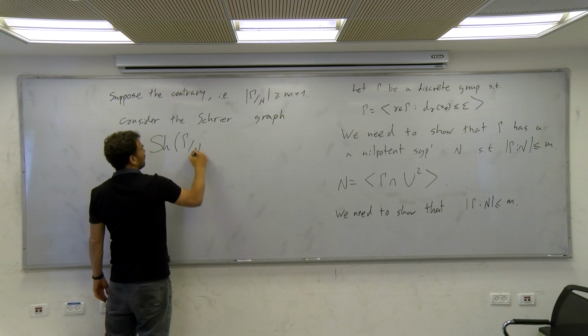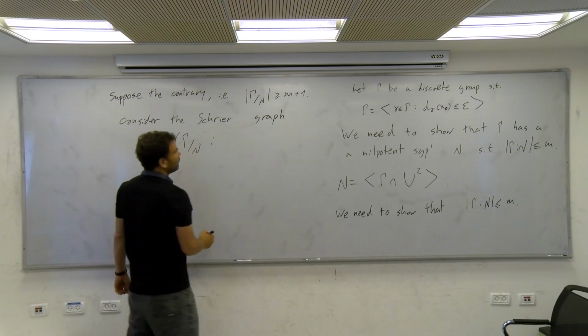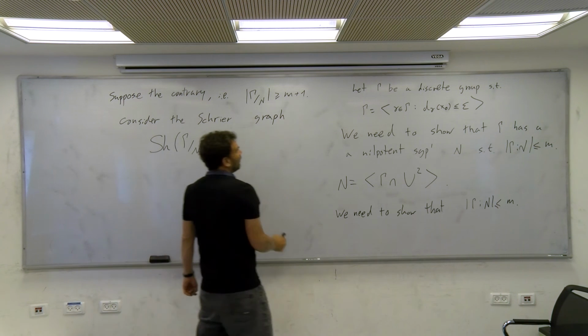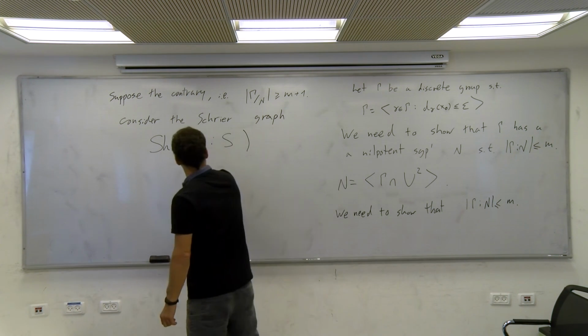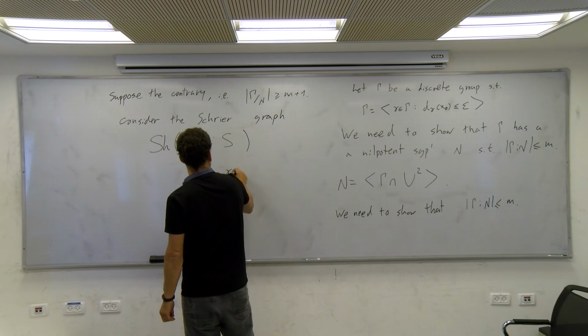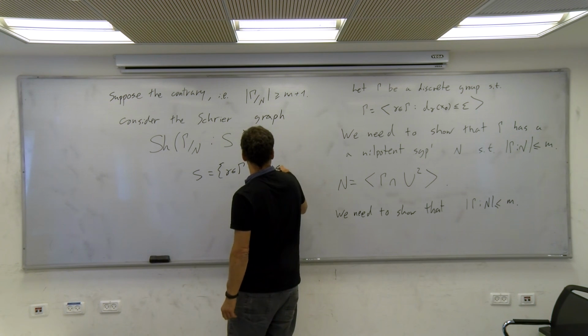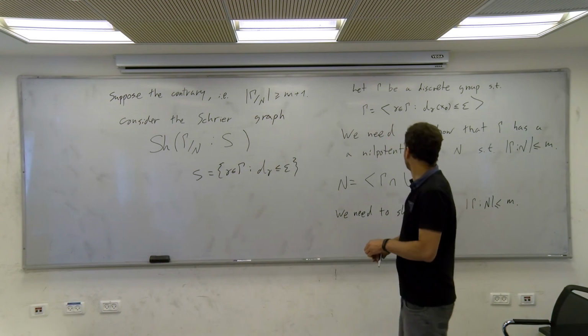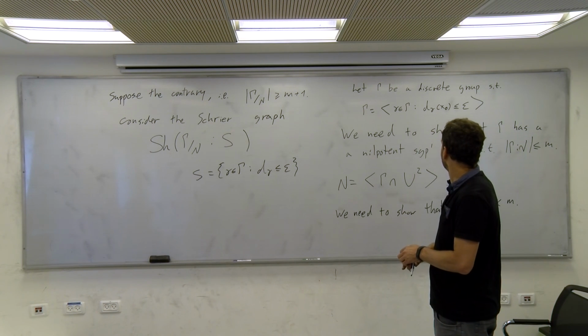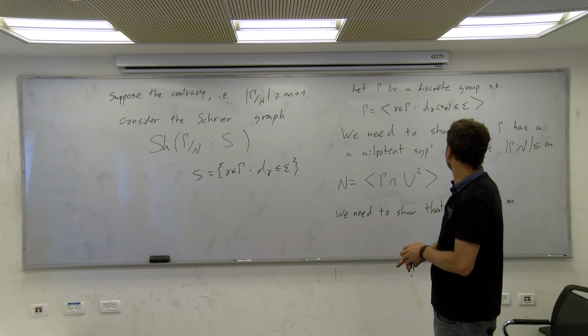gamma mod n with respect to the generating set S, where the generating set S is all gamma such that the displacement of gamma is less than epsilon. Sorry, can we just say we have gamma twice? So the small gamma is gamma x naught, and the big gamma is a discrete group we started with.